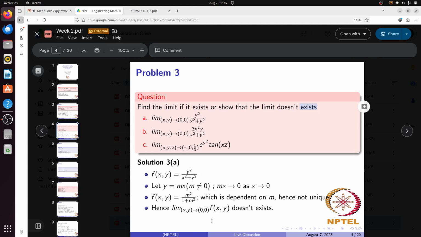So the limit actually depends on m and hence is not unique, because if a limit exists, it must be unique. If the limit is not unique, that means the limit does not exist. Since f(x, y) depends upon m, your limit does not exist. Hence the limit as (x, y) tends to (0, 0) of f(x, y) does not exist. Is it clear?